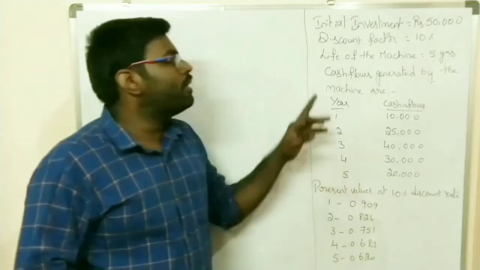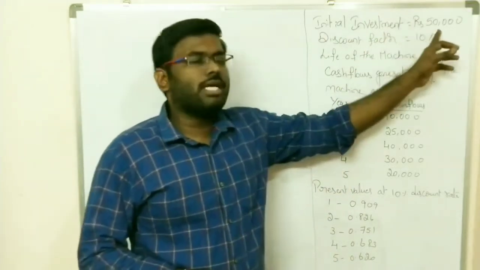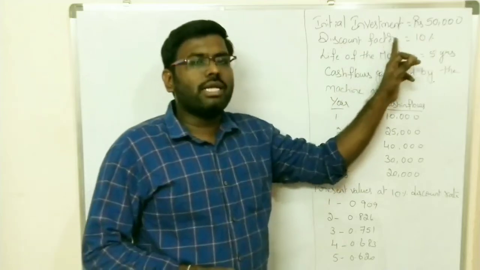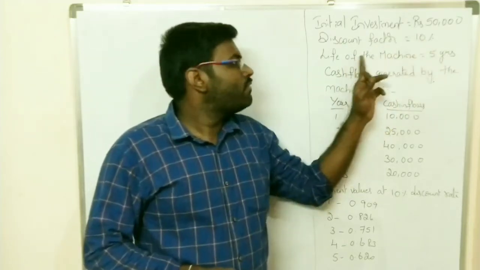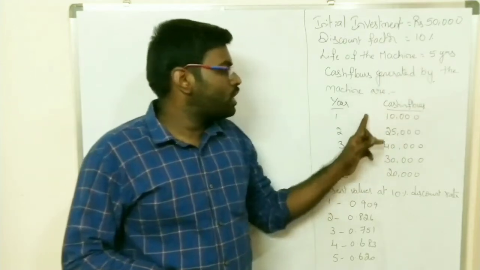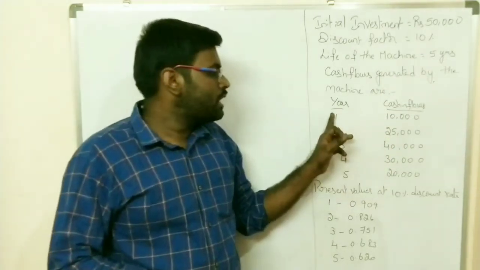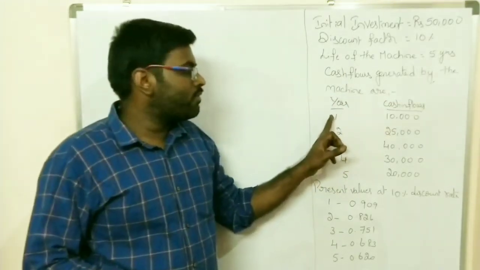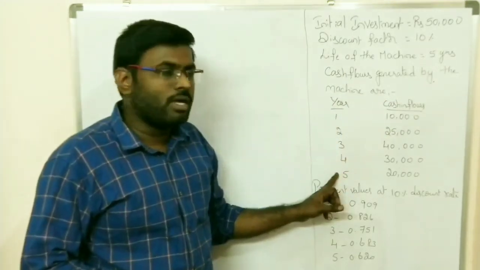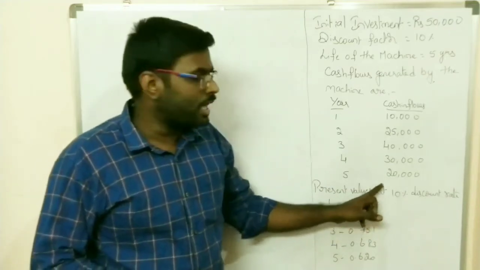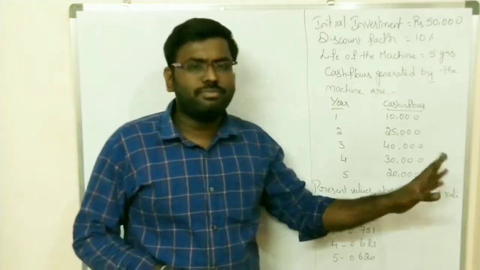So here is the problem. The initial investment of the asset is 50,000 rupees and the discount factor is 10%. Life of the machinery is 5 years and the cash flows generated by the machine are given as follows. So the lifetime is 5 years, the cash flows generated from the first year to the 5th year are given, and they are also giving the information of present values at the 10% discount rate.